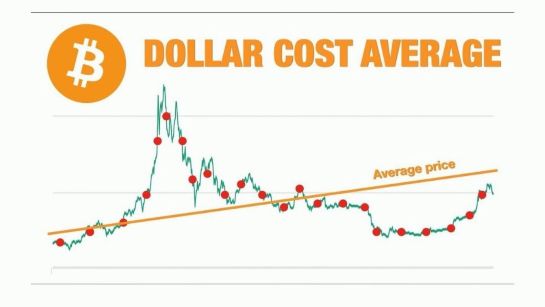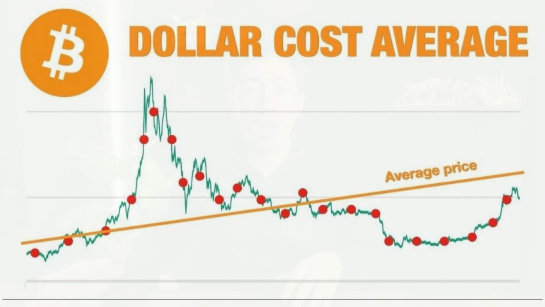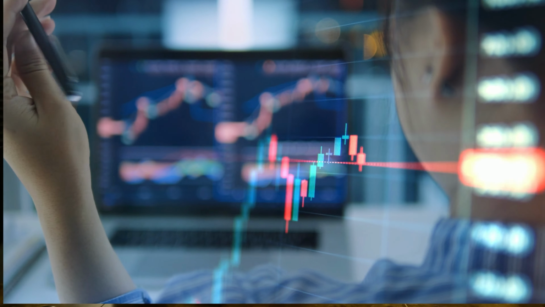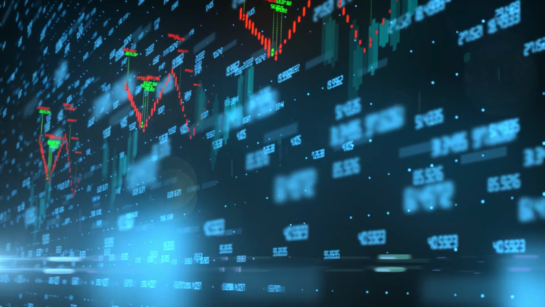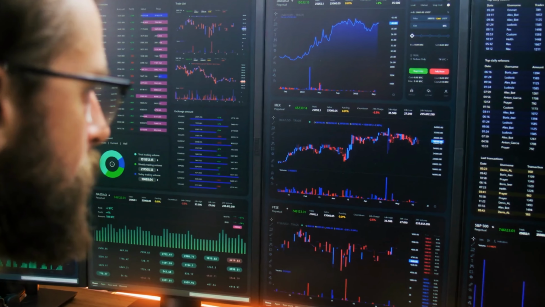DCA, or dollar cost averaging, is an investment strategy that involves consistently buying an asset over time, rather than investing all your money at once. The idea behind this approach is simple. By spreading out your purchases, you can minimize the impact of short-term price fluctuations and reduce the risks associated with market volatility. Instead of trying to time the perfect entry point, which even professional investors struggle with, DCA ensures that you invest regularly, regardless of whether the price is high or low.